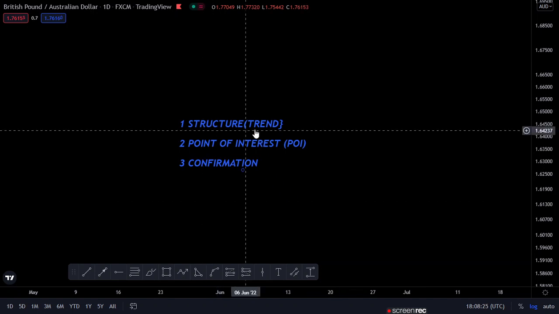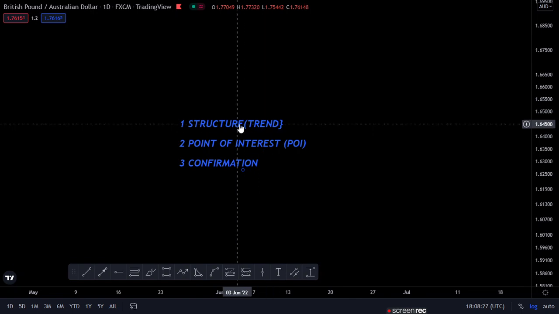Now the first thing is structure. You first have to analyze the market, whether it is bearish or bullish structure. Normally, I stay out of ranging structures because ranging structures have a lot of liquidity, either buy side liquidity or sell side liquidity. So I stay out of a ranging market. I either join the bearish trend or the bullish trend, that is, I either trade the bearish market structure or the bullish market structure.